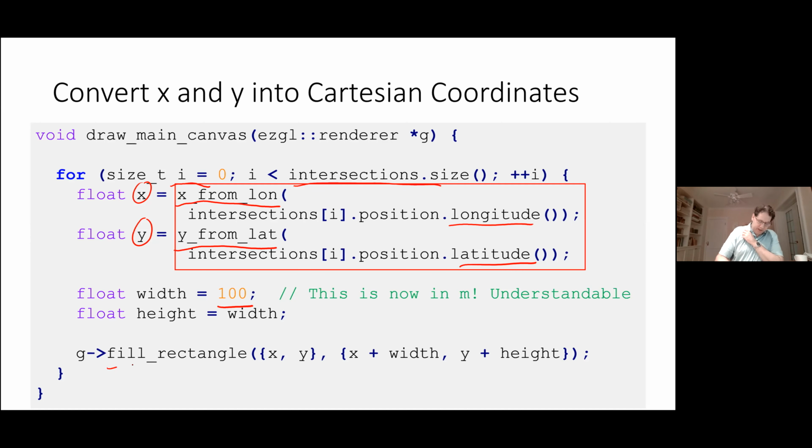And I draw it again with a rectangle. So I'm just saying gfill rectangle from my lower left corner, which is where the intersection is in meters, to 100 meters, up and to the right. So that's what I'm going to draw.